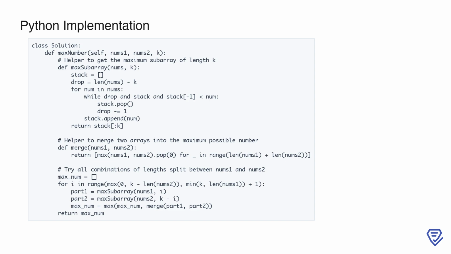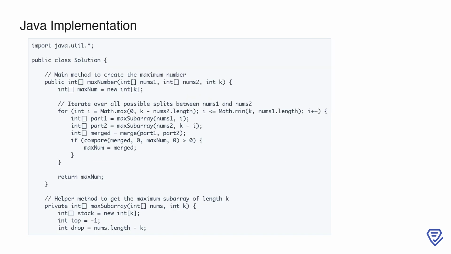The main part of the code iterates over possible splits of the length k between the two input arrays, ranging from max(0, k - len(nums2)) to min(k, len(nums1)). For each split, it computes the maximum subarrays for the two parts using maxSubarray, merges them using merge, and keeps track of the overall maximum result. This solution efficiently handles the constraints of the problem and ensures that all edge cases, such as different input sizes and edge values of k, are considered. The time complexity is dominated by the combination of extracting subarrays and merging, making it suitable for the input size limits.